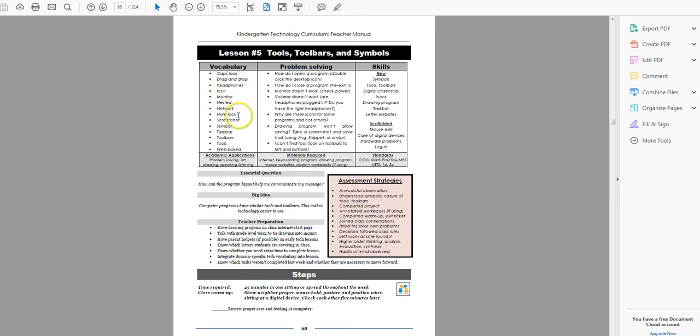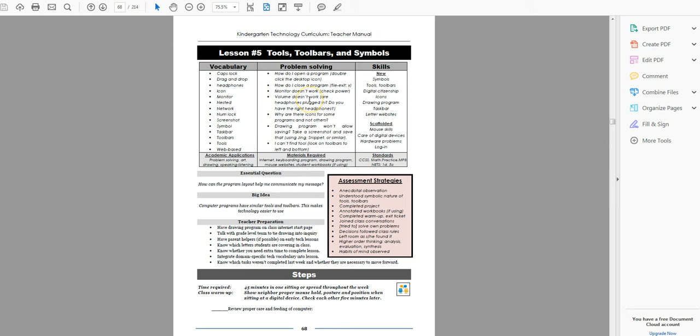So we've got some vocabulary here: numlock. I don't know if they'll understand that. We get into numlock because numbers are symbols. Taskbar, toolbars, tools, web-based, icon, those little pictures that represent things. This is an icon, this is an icon. Those icons sometimes represent click to start a program, sometimes click to perform a function. So you'll want to get students used to using these words.